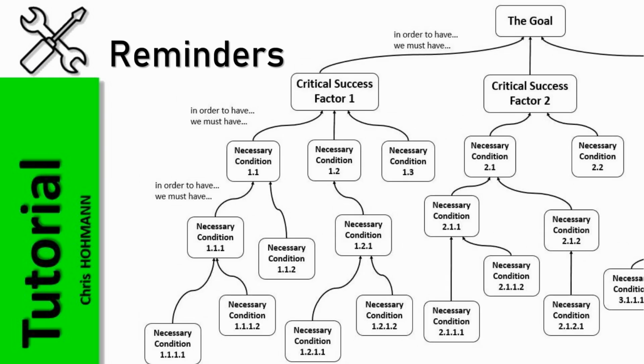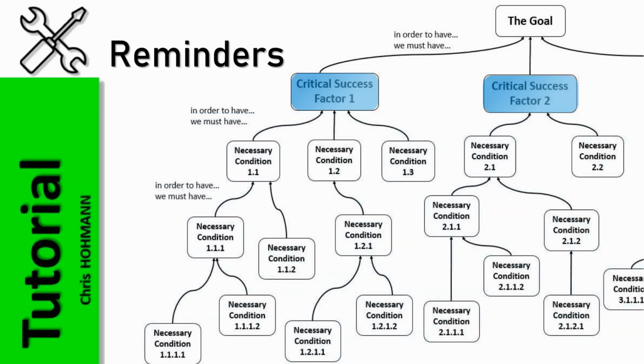A quick memory jogger. A goal tree is made of an array of entities. Entities are those round-cornered boxes that hold a statement. In the goal tree, you have three types of entities. The goal on top, which is unique. The 3 to 5 critical success factors located directly beneath the goal, and the structured array of prerequisites or necessary conditions.